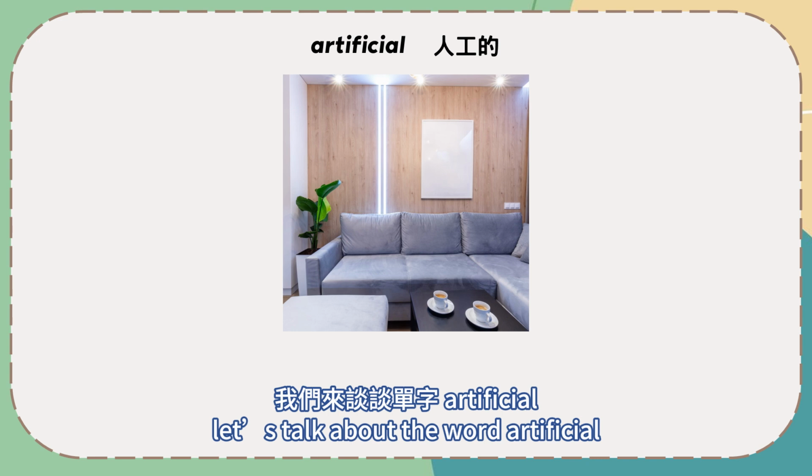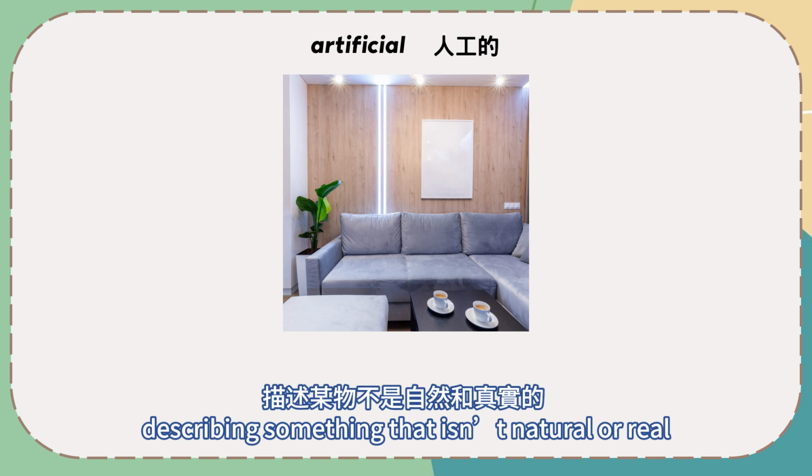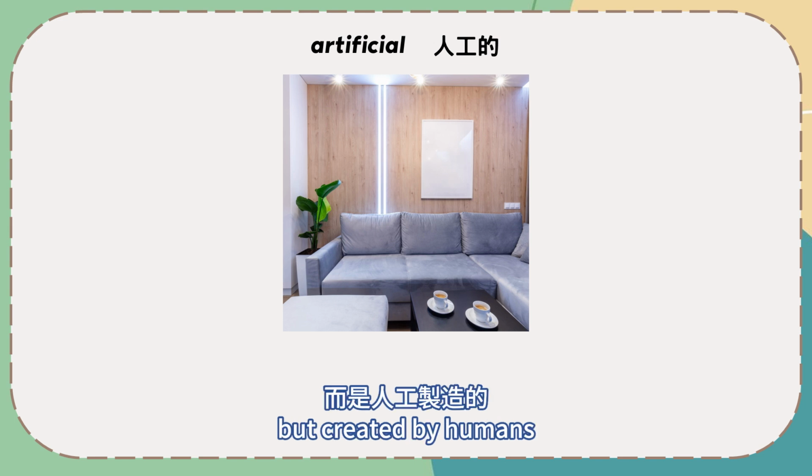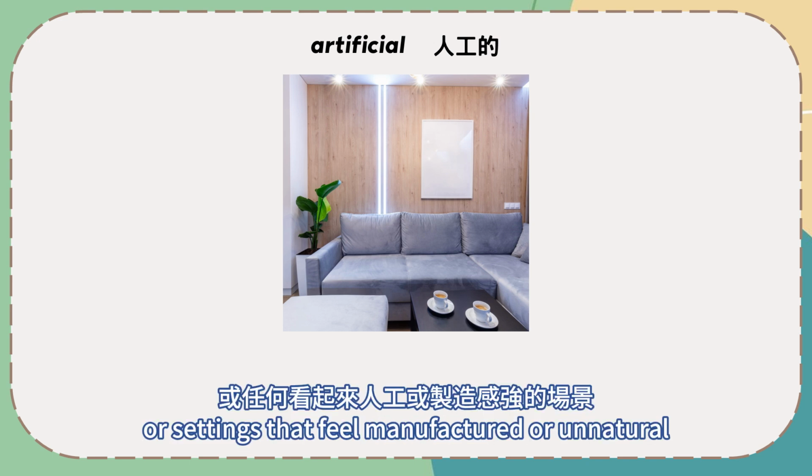Now let's talk about the word artificial. This is a great adjective to use when describing something that isn't natural or real, but created by humans. You can use it to describe materials, light, or setting that feel manufactured or unnatural.